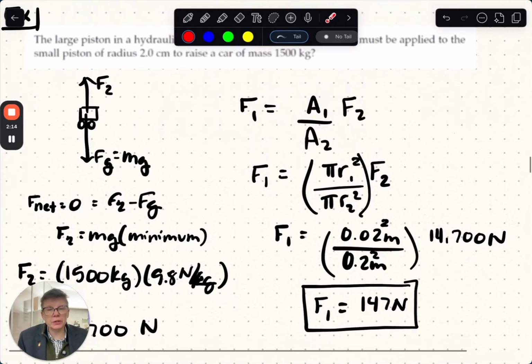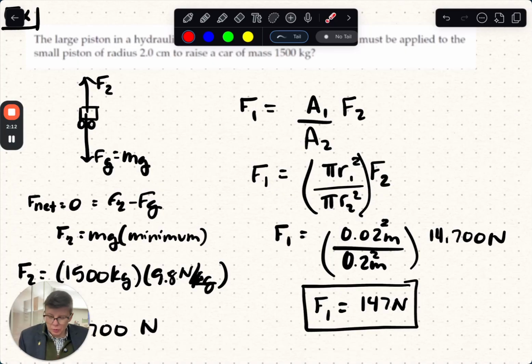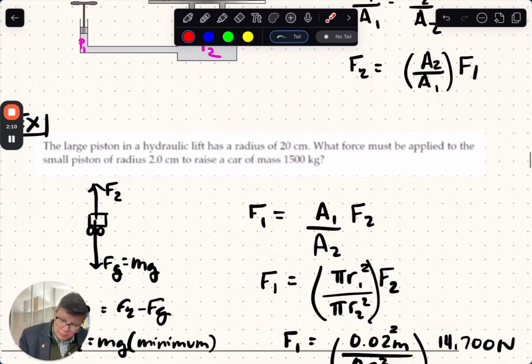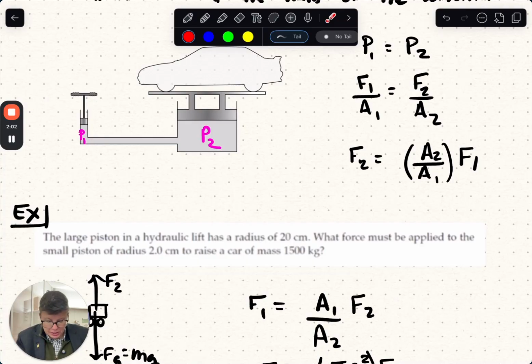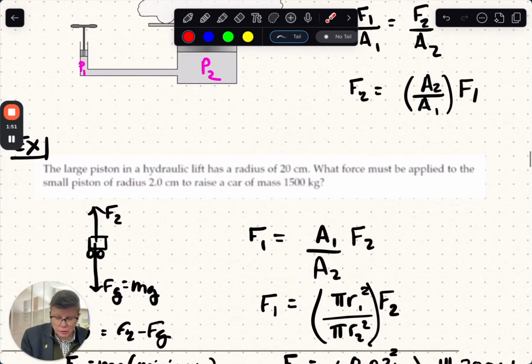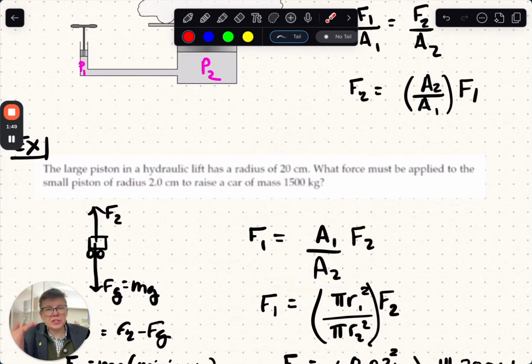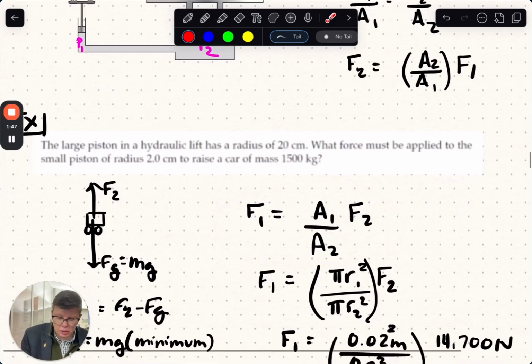Now, bringing this over to Pascal's principle, I'll use the picture up here: the force 1 on the input side of the system is equal to the ratio of the areas of the two sides multiplied by the output force, force 2 on the output side. Side note, I find it easier to remember Pascal's principle in this form rather than the form I've written down here. So I've solved for force 1, now let's substitute in all the values I need.